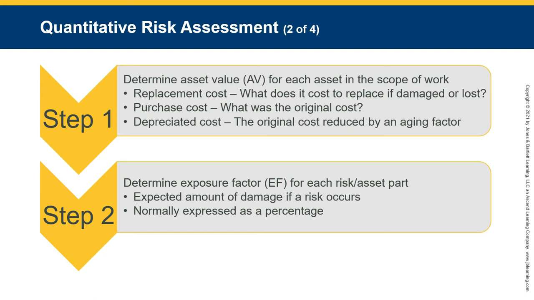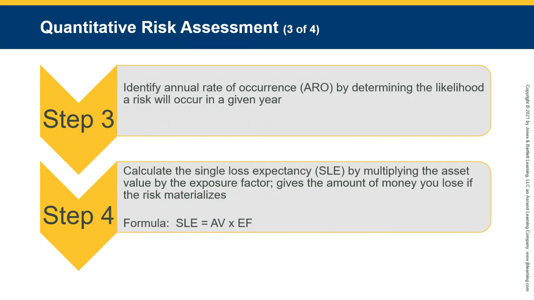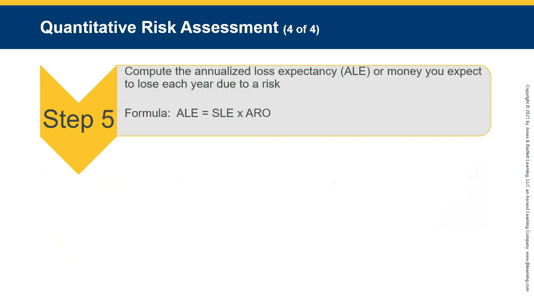For each risk assessment part, the expected amount of money or damage if the risk occurs, normally expressed as a percentage. Identify the annual rate of occurrence by determining the likelihood the risk occurs in a given year. Calculate the single loss expectancy by multiplying the asset value by the exposure factor, which gives you the amount of money you lose if the risk materializes. Compute the annualized loss expectancy.